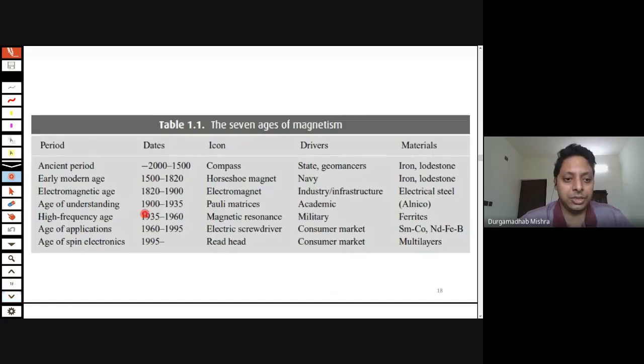So this is a timeline of the use of magnetism. This table shows how magnetic materials were used in different periods, and you can see how the use of magnetic materials exploded after the 1950s. Until the 1950s, only a few magnetic materials were known: iron, lodestone, or steel. But after the 1950s, many magnetic materials were invented, and they are used in many devices and applications.